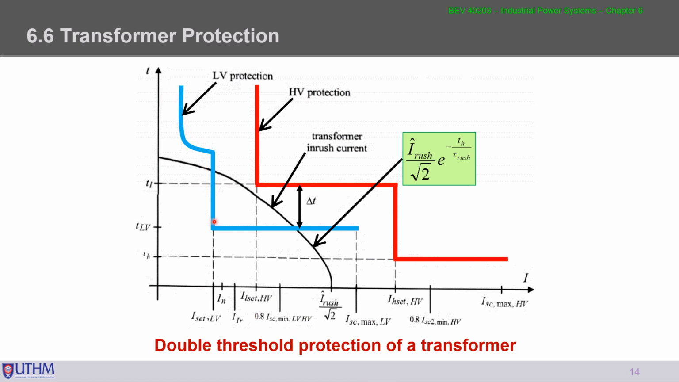Here we can see that the blue line represents the LV protection. This one is for the independent time protection for the LV side, and this one is the inverse time. The type of protection is the inverse time relay. So this inverse time will operate faster compared to the independent time protection. This is the time interval you can see here between the low voltage side and high voltage side.